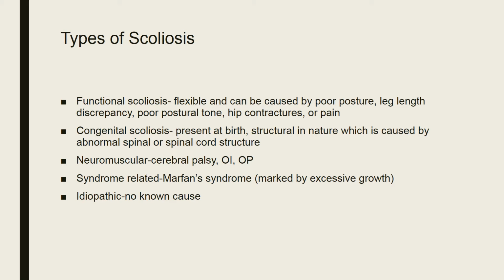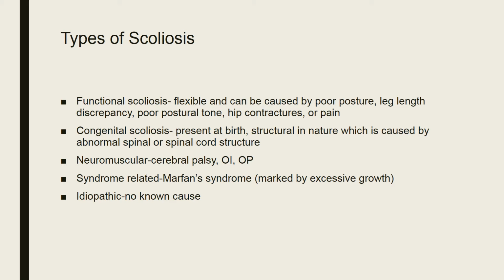There can be a neuromuscular type of scoliosis. If somebody has cerebral palsy, they're going to have different types of muscle tone. They may have very poor muscle tone in their core or trunk, which causes them to lean to the side. Cerebral palsy is something that's neuromuscular in general. Osteogenesis imperfecta can also be a neuromuscular type.